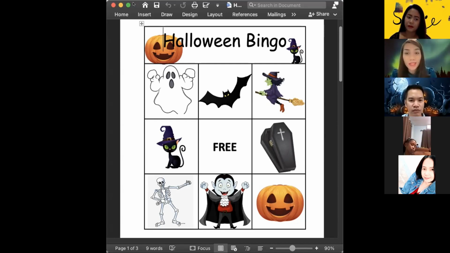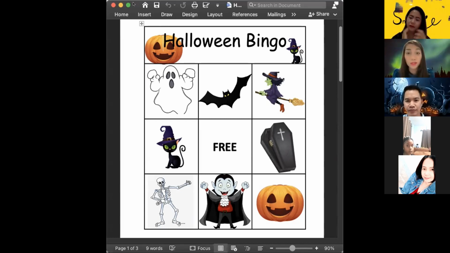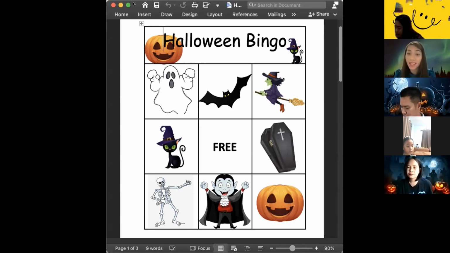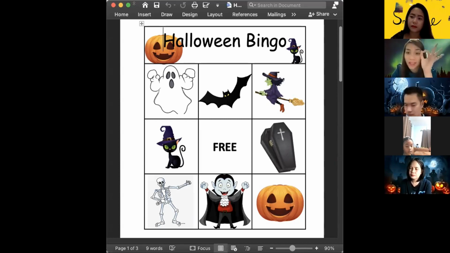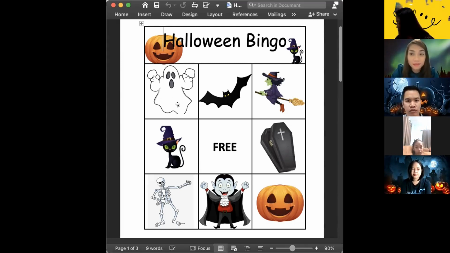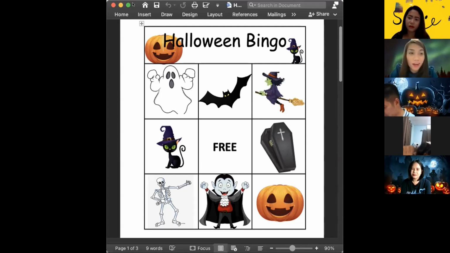Before we begin with our Halloween bingo game, let me discuss the vocabularies that we will use in this game. Are you ready? All you have to do is listen and repeat after me. Let's start with this one. Can you see this? What is this? Who wants to answer?